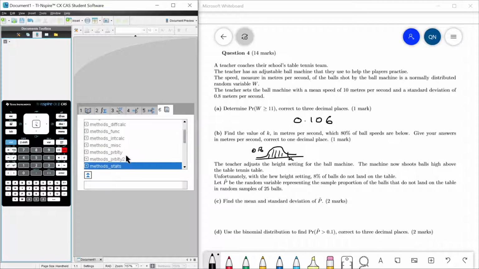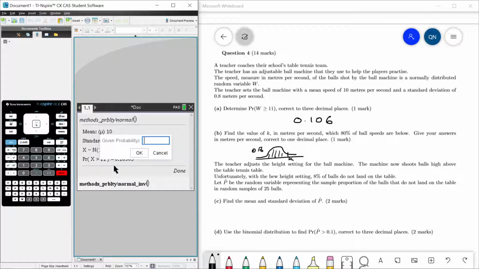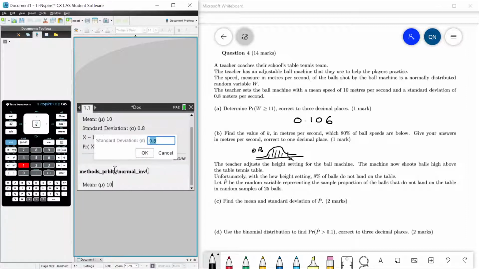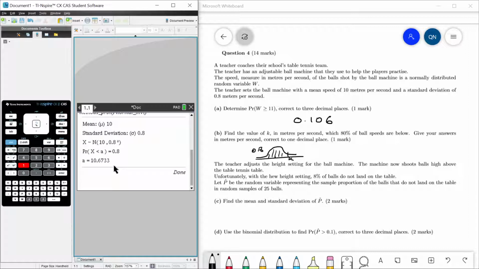So we're going to go ahead and go to probability, normal inverse, and then click enter to run. Given probability is 0.8. This is bounded above, so option 1, and the mean is 10, standard deviation 0.8, so that K value is 10.67. This is to 1 decimal place, I guess it's 10.7.